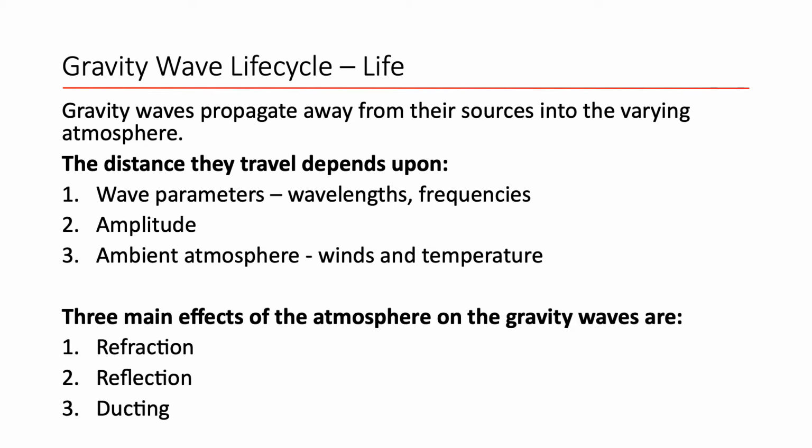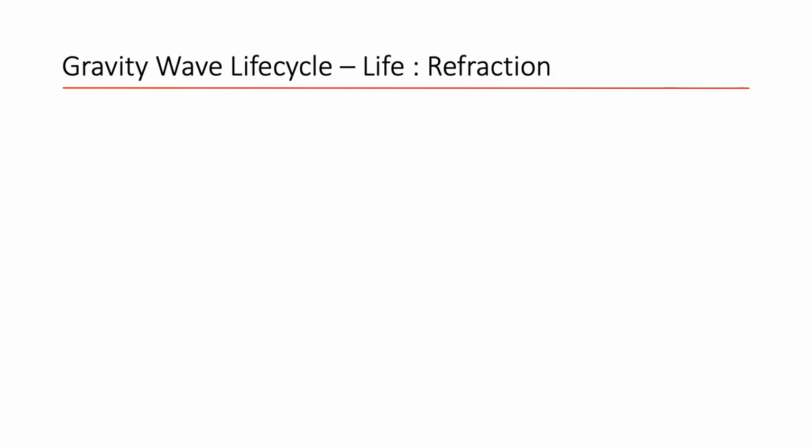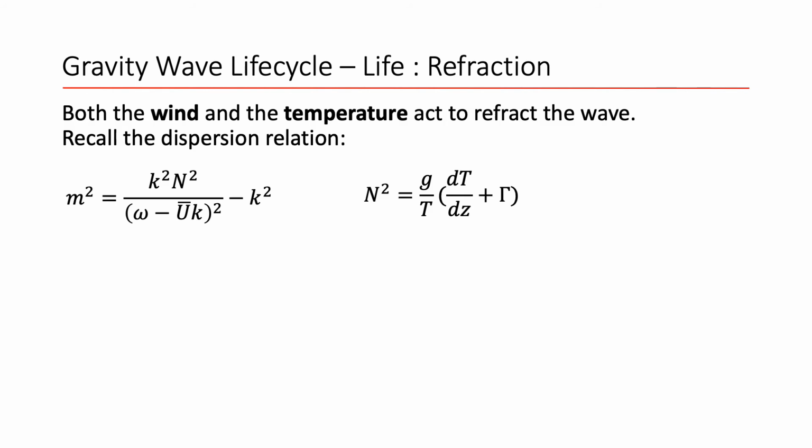And these varying atmospheric conditions can have three main effects on the gravity waves. That is refraction of the waves, reflection of the waves, and ducting of the waves as well. So first let's talk about refraction. Both the wind and temperature act to refract the wave.